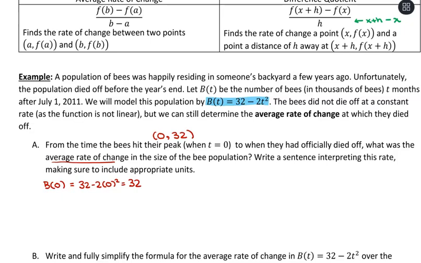And then when they officially died off, that's going to be where we want to solve where the population is equal to 0. So we need to do a little work here. That's going to be solving 0 equals 32 minus 2t squared. And then solving for t, so 2t squared equals 32, so t squared is 16. Square root of both sides, and we would have t equals plus or minus 4. Although this is a word problem, so we're just going to use just the positive.